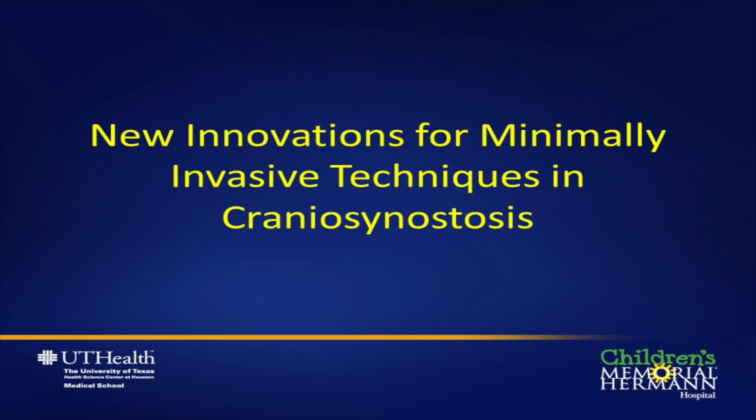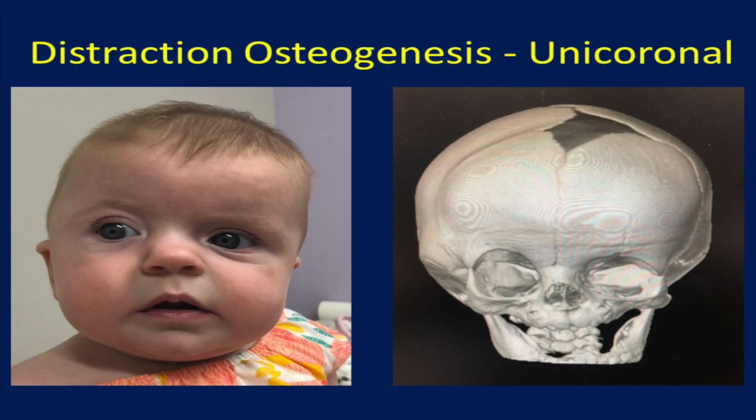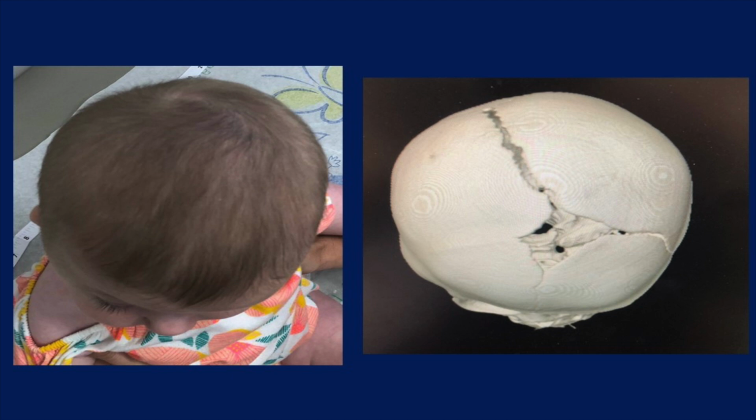Now we'd like to discuss some very new innovations and very exciting developments that we are pioneering here at UT Health in the treatment of craniosynostosis. This child has unicoronal synostosis, as we had discussed before, but here we're going to utilize a new technique called distraction osteogenesis. You can see that the child has an asymmetric head shape and a flattening of the right side of her orbit, as well as her frontal bone. You can see from the vertex view that she has that flattened forehead.